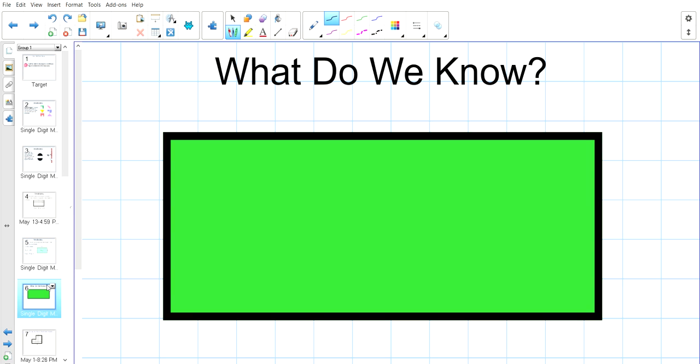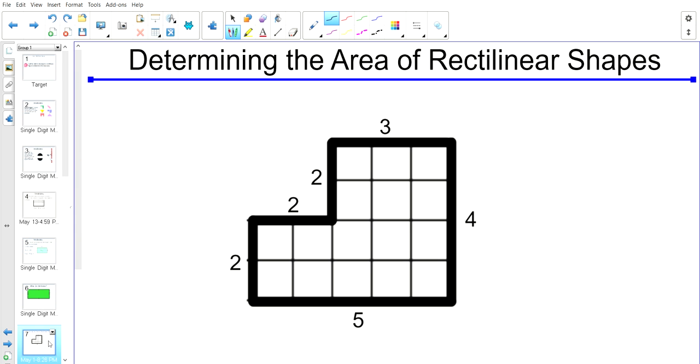We also know that the opposite sides of rectangles are parallel and that the opposite sides of rectangles are the same length. So for example, the top side is opposite the bottom side, and the top and bottom sides are both the same length. The left side here is opposite the right side, so we know that the left and right sides are the same length. We're now ready to begin looking at rectilinear figures and determining the area.